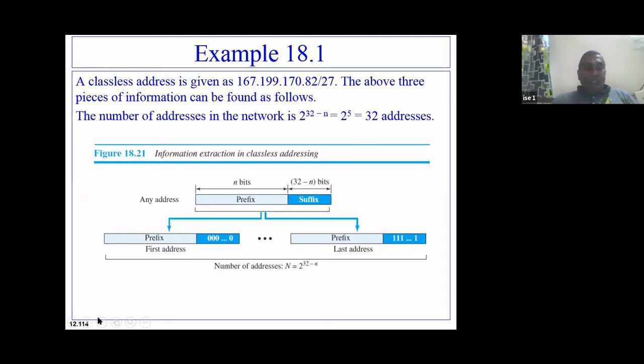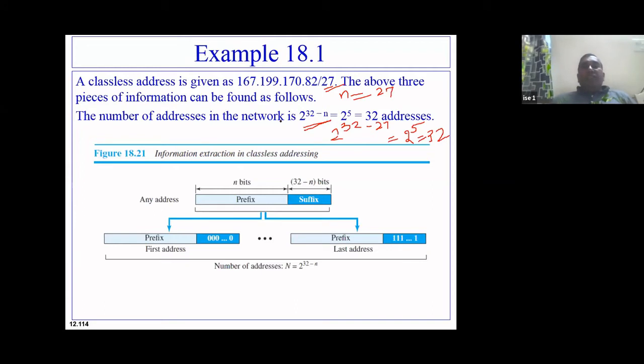So if I have to express it in written form, here n is equal to 27. So 2 raised to power 32 minus n means 32 minus 27. This becomes equal to 2 to the power 5, right? So this will be 32 addresses.